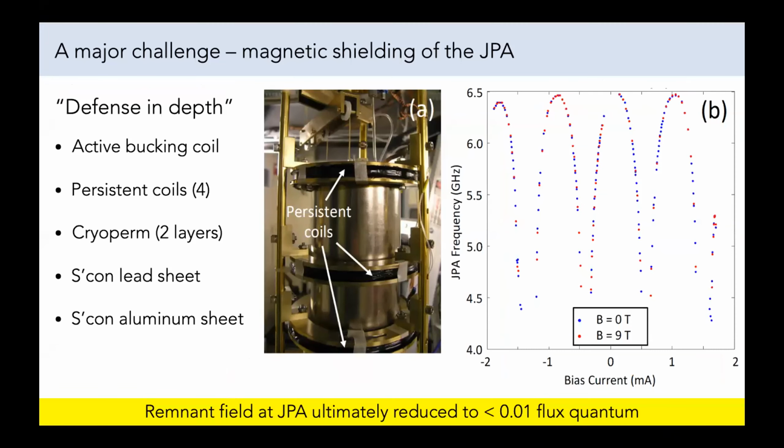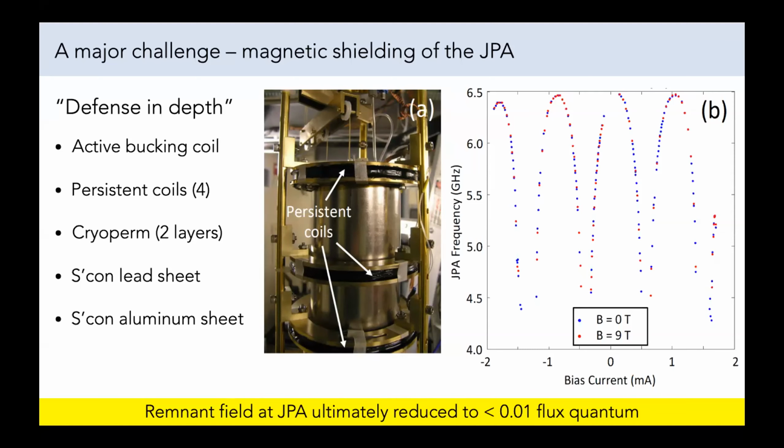The name of the game in this business is, of course, since you're dealing with an extremely high magnetic field, and one needs this exquisitely sensitive quantum device in very close proximity to the cavity, how do you shield the magnetic field such that the device will operate? One really needs to reduce the stray flux in the proximity of the device down to a very, very small fraction of a flux quantum.